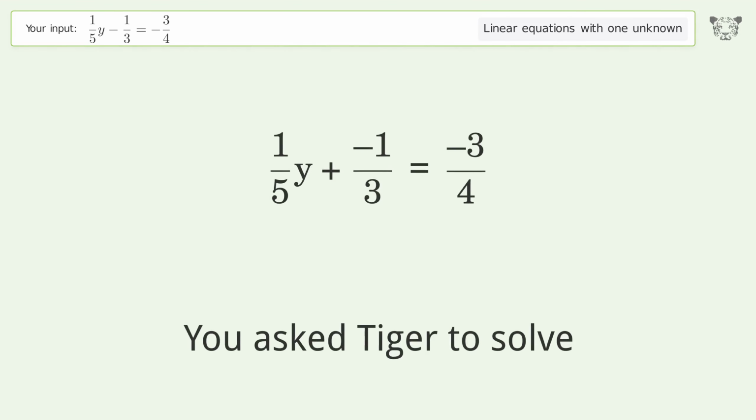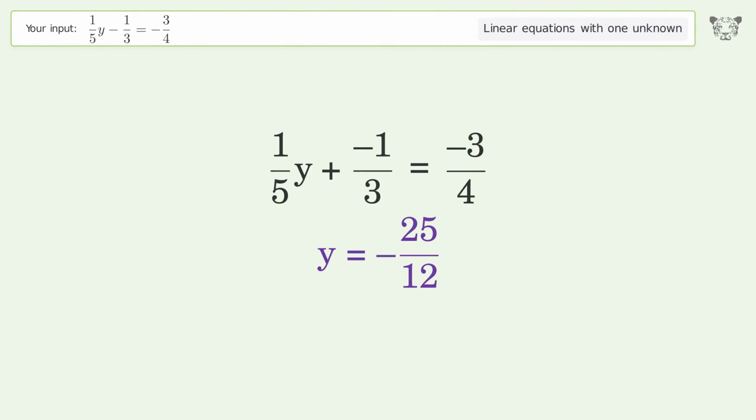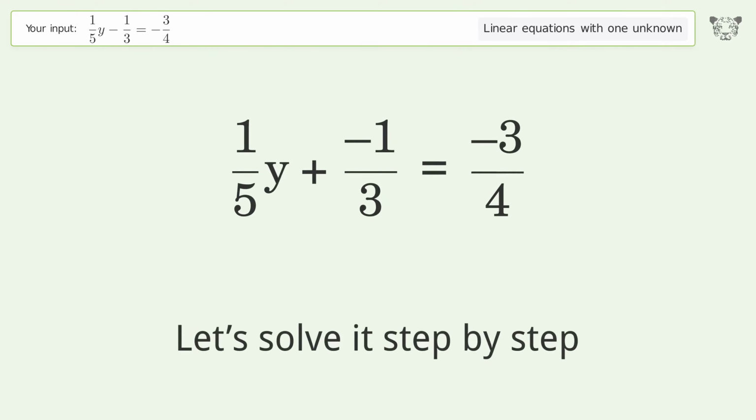You ask Tiger to solve. This deals with linear equations with one unknown. The final result is y equals negative 25/12. Let's solve it step by step.